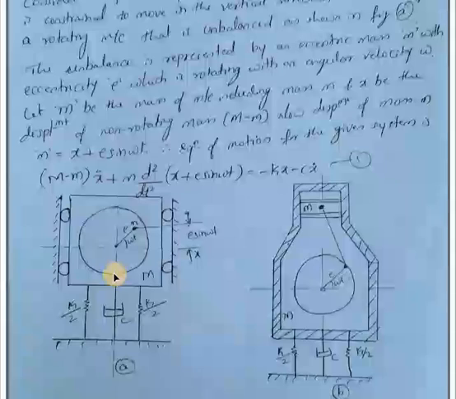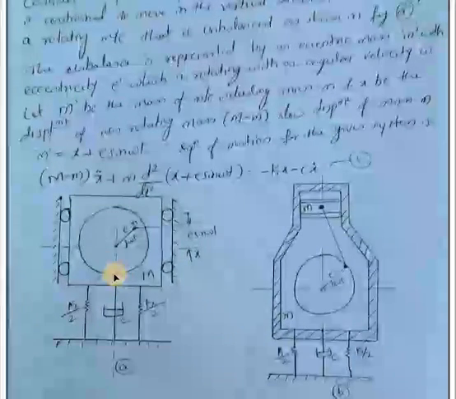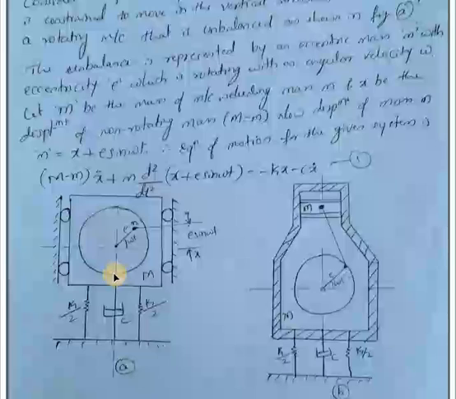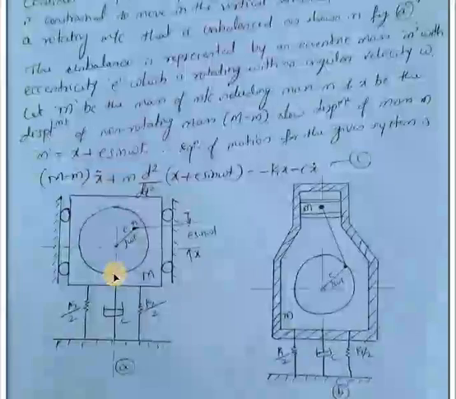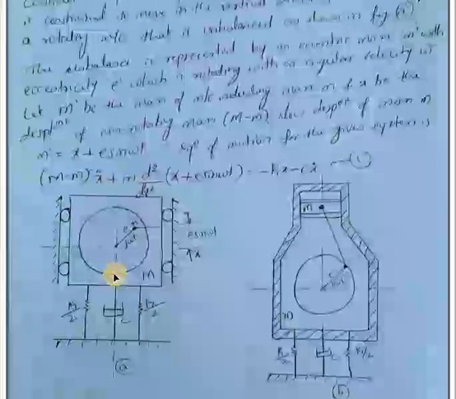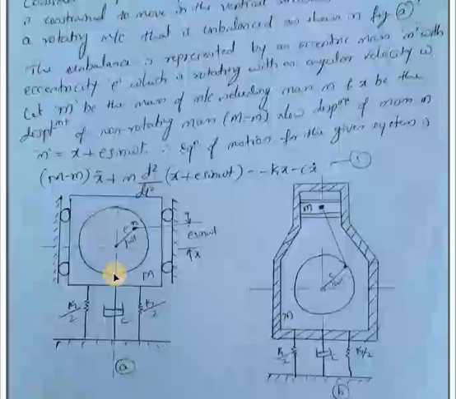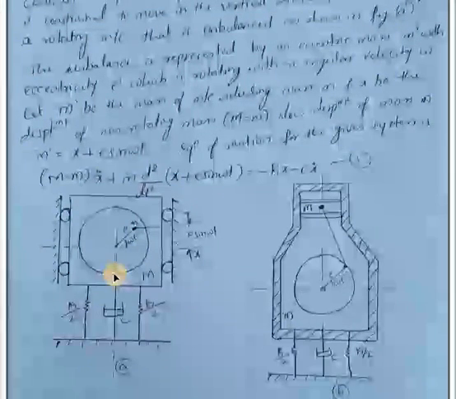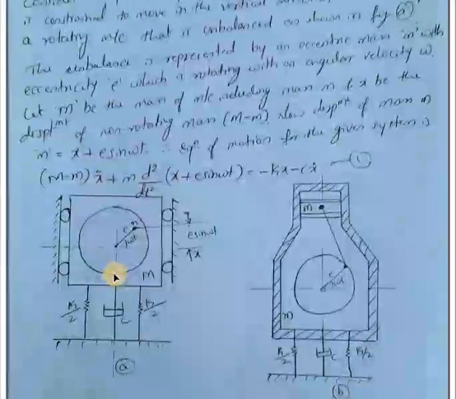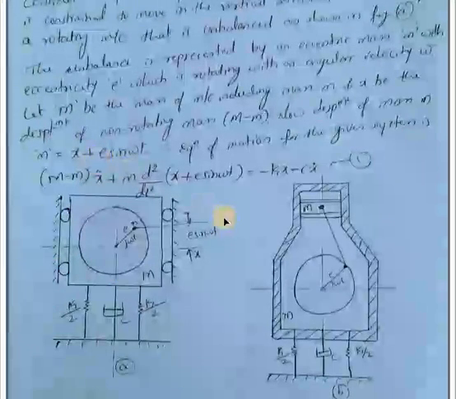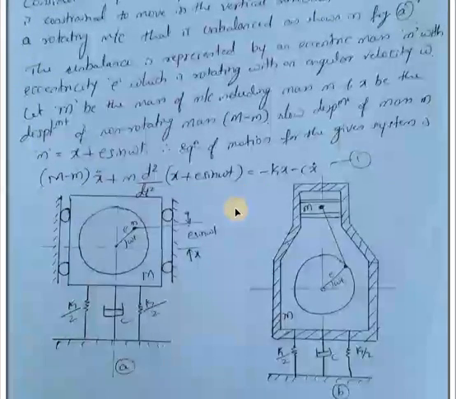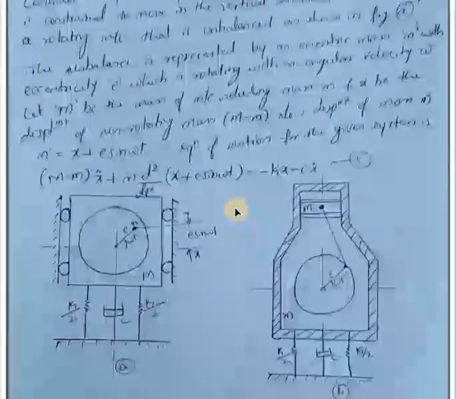Therefore, the equation of motion for the given system we can write as (M minus m) x double dot, that is, we used to write M x double dot, but here the non-rotating mass is M minus m, plus m into d square by dt square of (x plus e sine omega t). In place of x, we are substituting this displacement value. This equals minus kx minus c x dot.